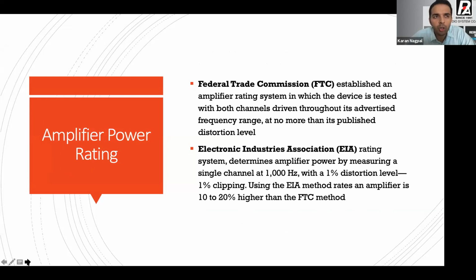There is also Underwriters Laboratories, there is UL, there's Canada Systems Association, there's a CSA power rating. Let's just talk about the main two power ratings that are there. One is the Federal Trade Commission. उन्होंने कहा है कि the device is tested with both channels driven.